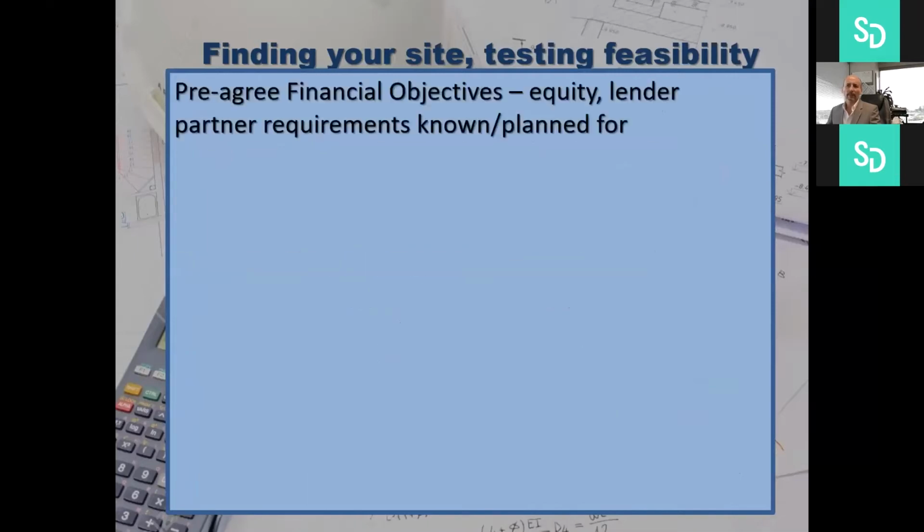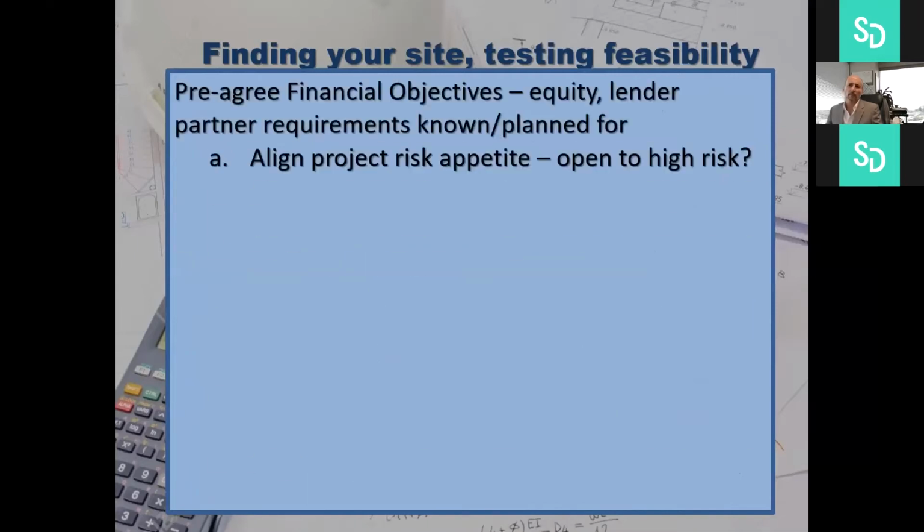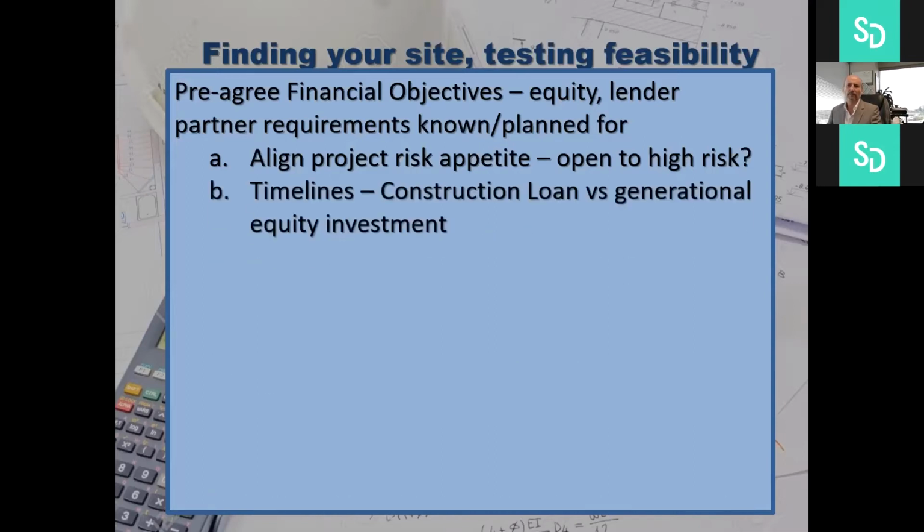So pre-agreeing the financial objectives, aligning the project risk appetite. So not everybody's going to be open to high risk. Are you open to high risk? Are your equity partners all open to high risk? And if you mitigate in a certain way, your lenders will be fine, or your lender's not open to certain high risks at all. So just know the appetites for risk that each of your partners have and align them.